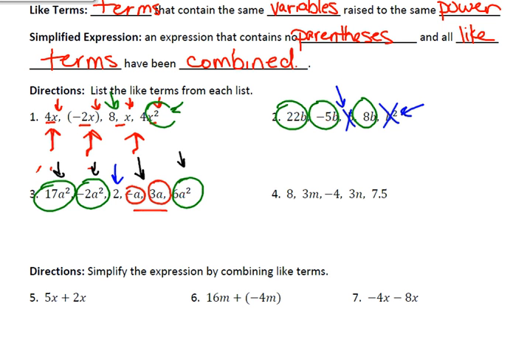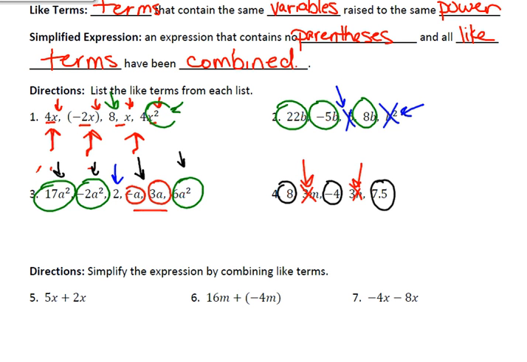Our last one here. So I have 8, negative 4, and 7.5. These are all like terms because they have just numbers. There's no letters at all. When I look at 3m, it doesn't have any other like terms because I don't have any ones that have just an m in them. Same thing with 3n. It doesn't have anything with an n in it either. So these don't have any other like terms.